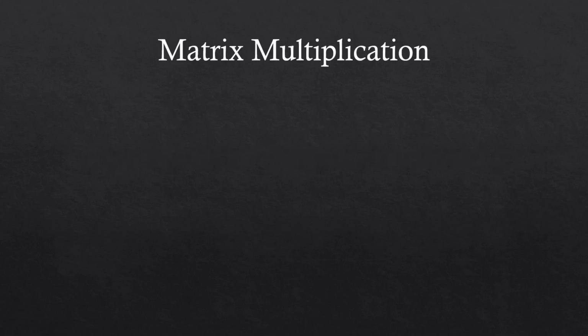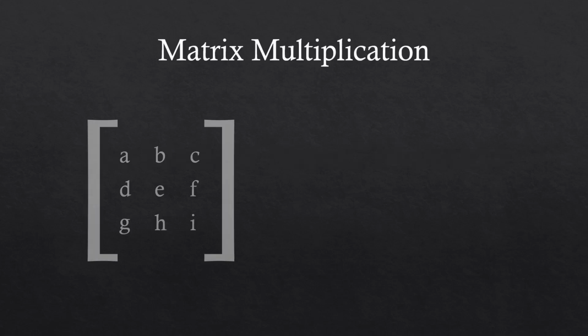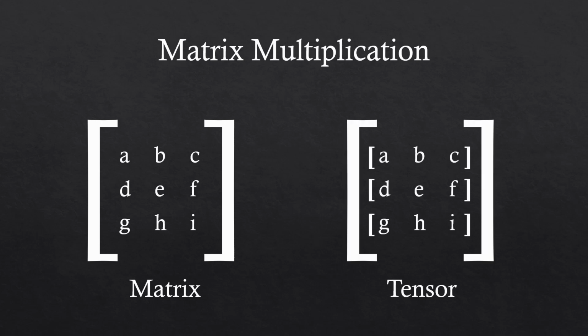First, matrix multiplication. Matrices and their higher dimensional analog, tensors, are a common way to represent data in arrays. This is often the case with the weights and biases in a neural network. And using matrix multiplication, we can have the model make predictions.